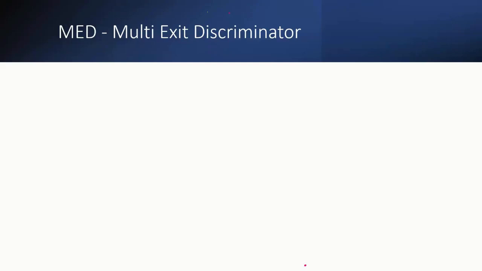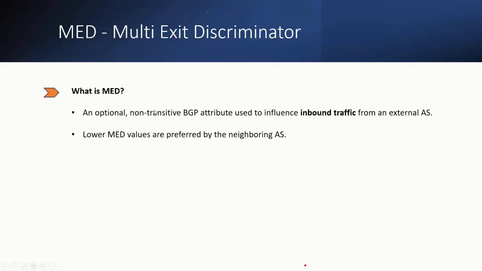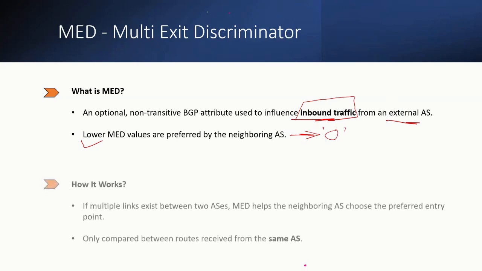So let's understand one more attribute, which is MED, multi-exit discriminator. We have already seen this is an optional and non-transitive BGP attribute, which is used to influence the inbound traffic from an external autonomous system. Again, it is influencing the inbound traffic coming from the external autonomous system. Lower MED values are preferred by the neighboring autonomous system. By default, the MED value is 0 for all routes. Until we set anything, it will be 0.